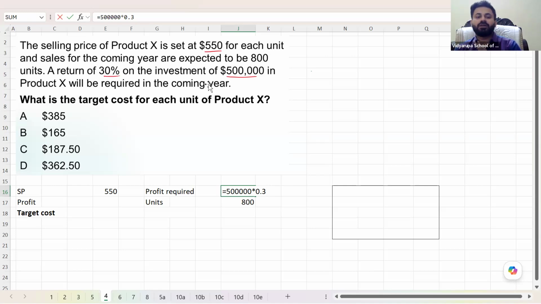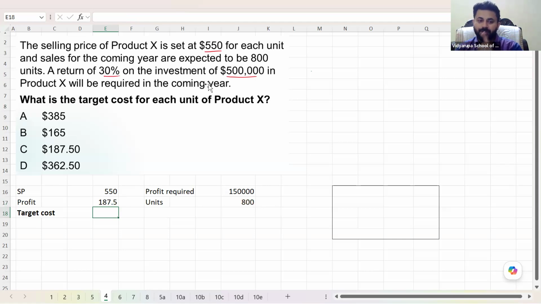So 5 lakh into 30%. 5 lakh is investment. They want a return. They want a profit of 30% on that. So 5 lakh into 30% is 150,000. How many units? 800. So from 800 units, they want 150,000 of profit, which means per unit, what is the profit they're looking for? 150,000 divided by 800. I hope you would agree. They are looking for a profit of 187.5 per product.